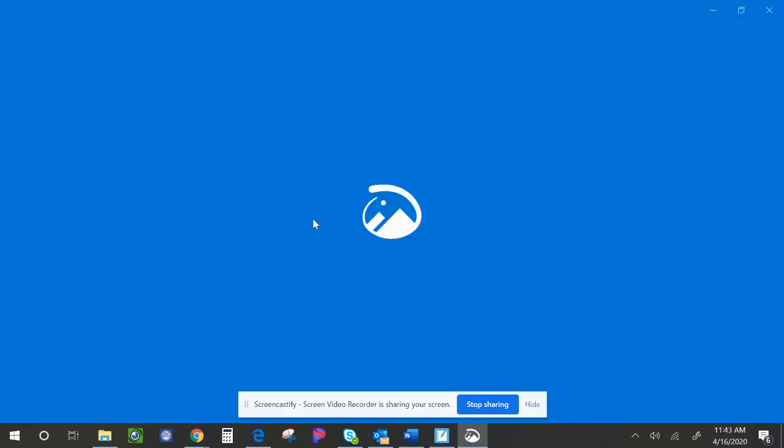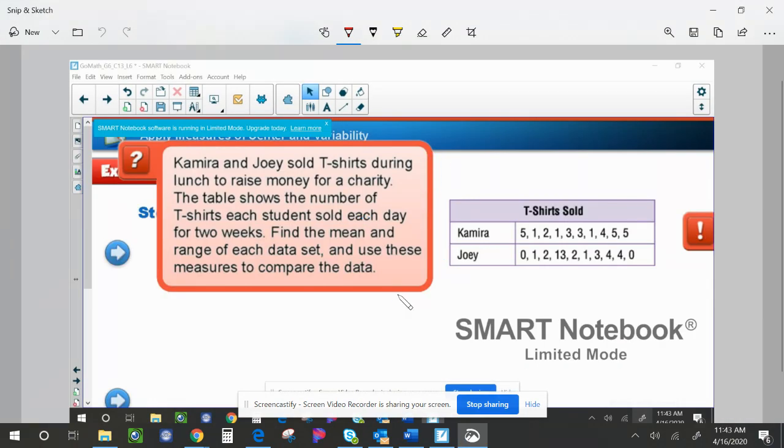Okay, so remember when we're finding the mean, and let's just look at Camara's data set here. When we're finding the mean, what do we do? You guys are probably experts at this by now. We've been doing it a lot. That's right. We're going to add them all together and divide by the sets we have. Okay, so I added them all together and I have 30.